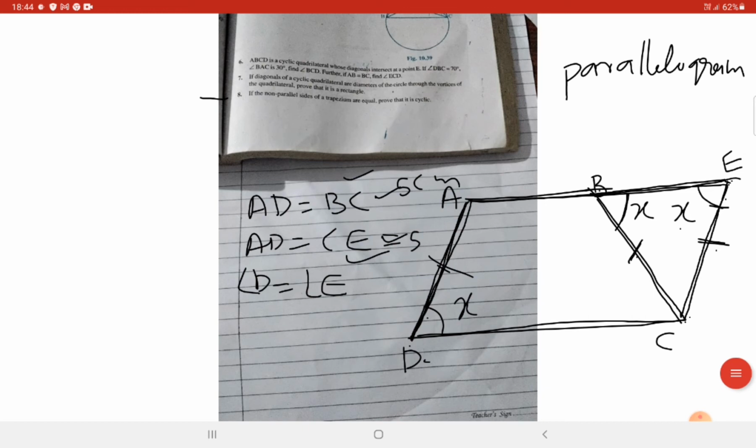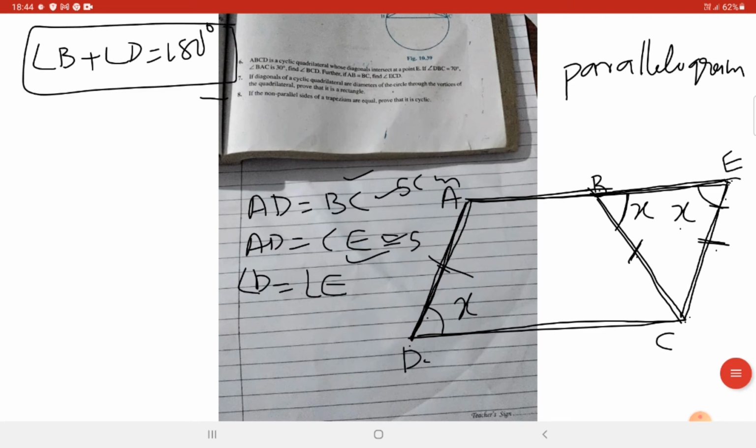Now what is to prove? In ABCD, angle B plus angle D is equal to 180. We have to prove it. Angle B means which angle? Angle ABC here. In quadrilateral ABCD, angle B plus angle D is equal to 180. That is to prove.